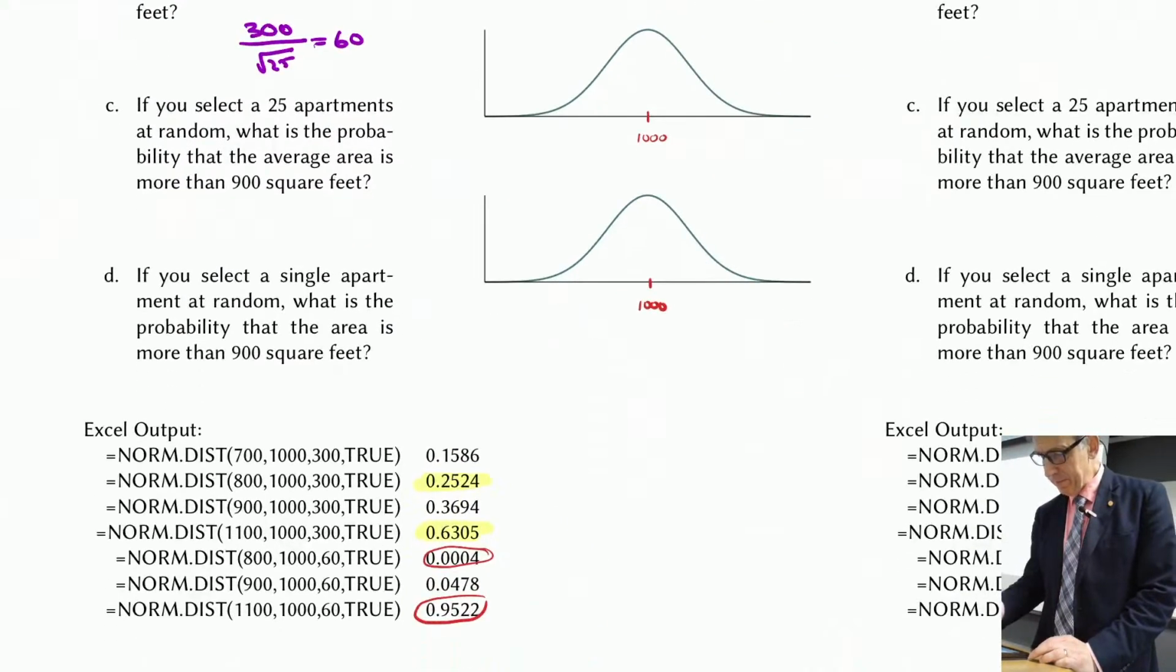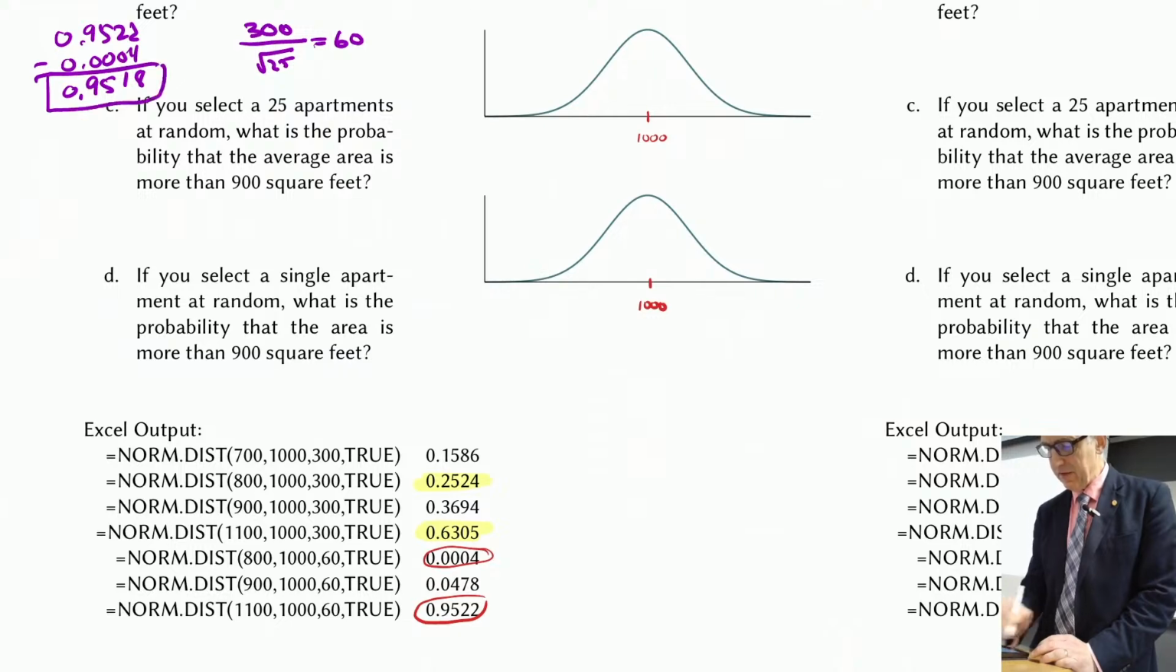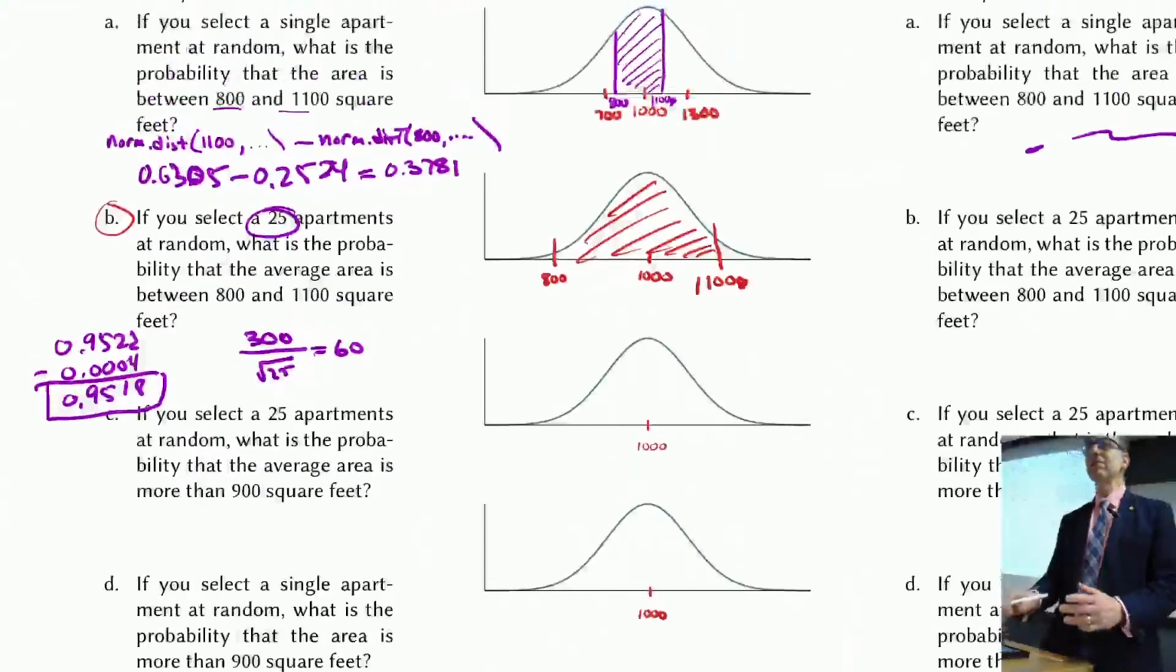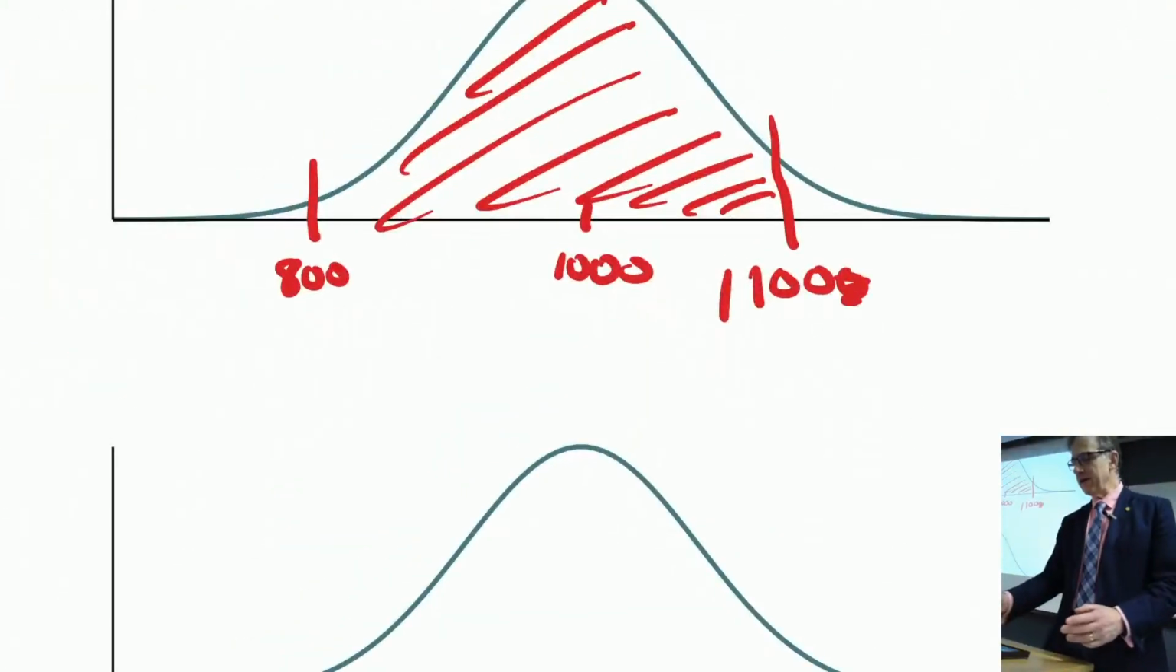So here, I'll just write this down: 0.9522 minus 0.0004. So 0.9518, I guess. That one was easy. I could do it in my head. So any complaints or questions? So this is kind of like the minimum.